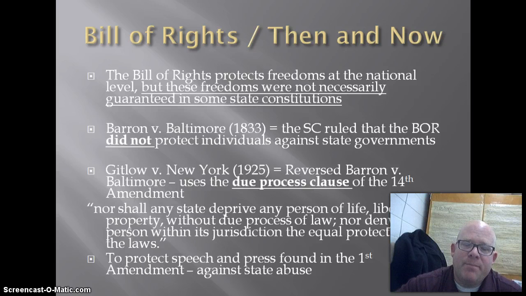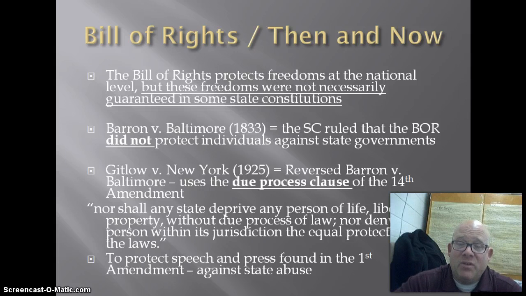This was challenged by the Barron v. Baltimore case. The Supreme Court ruled that the Bill of Rights did not protect individuals against state governments. That's 1833, when the Supreme Court makes this decision. Fast forward almost 100 years later, the Supreme Court changes its mind with the Gitlow versus New York case. This reverses Barron versus Baltimore, and the court uses the Due Process Clause of the 14th Amendment.